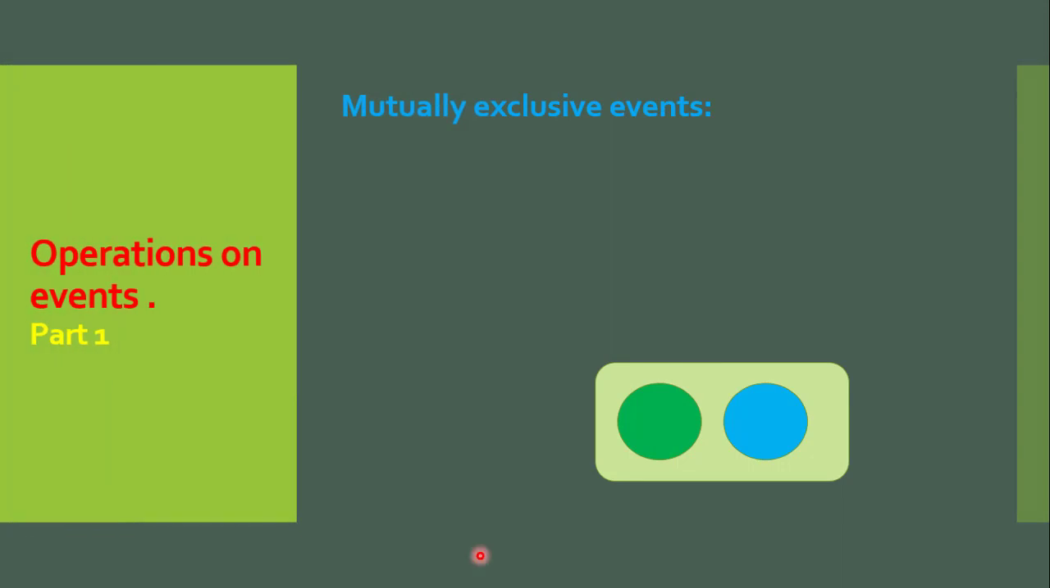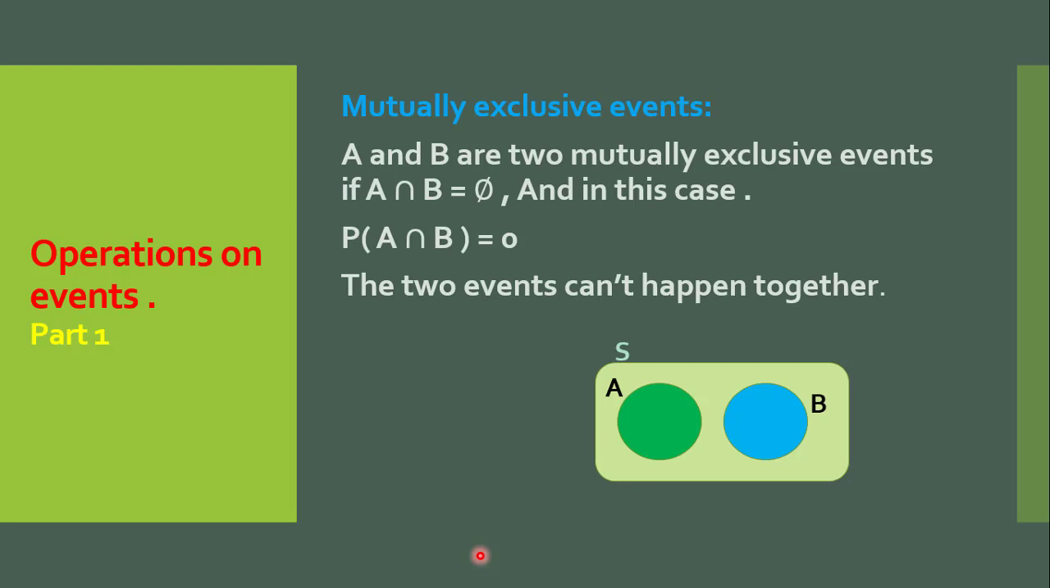We have also the mutually exclusive events. In this type of events, there is no intersection between the two events. For example, this is A and this is B. There is no intersection between event A and event B. So here A and B are two mutually exclusive events. Then A and B are disjoint. It means that A intersect B is empty, and then the probability of A intersect B should be 0. The two events here can't happen together at the same time.